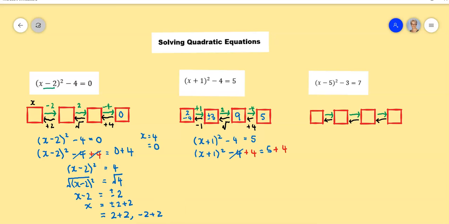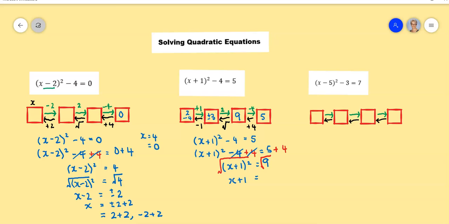Now, minus 4 and plus 4 will cancel out, and I'm left with x plus 1 squared is equal to 5 plus 4, which gives me 9. Now, we're going to take the square root of both sides. I'm going to take the square root of x plus 1 squared and the square root of 9. Because the square root and the square will cancel each other out, I'm left with x plus 1.